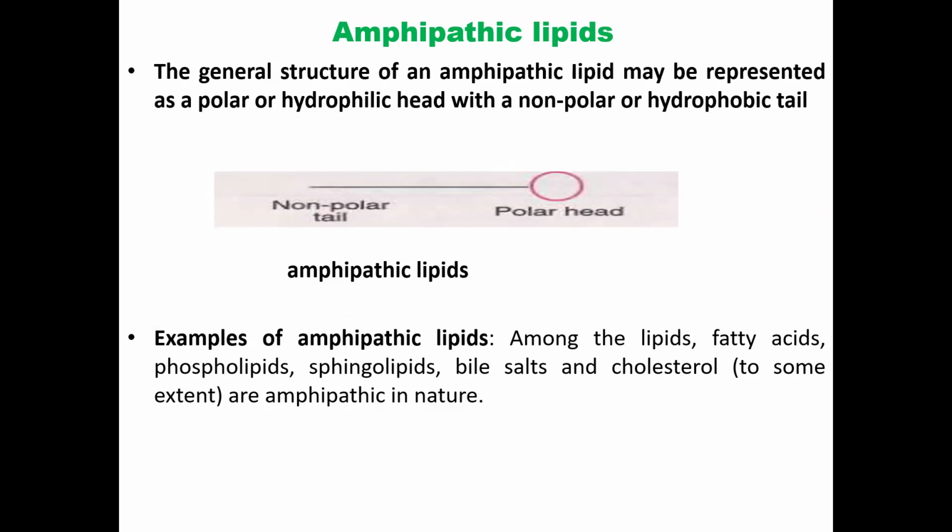The general structure of an amphipathic lipid may be represented as a molecule that has a polar or hydrophilic head and a non-polar or hydrophobic tail. Representatively, this is how amphipathic lipids look. This is the non-polar tail, and this is the polar head. Examples of amphipathic lipids include the fatty acids, the phospholipids that we already discussed, and sphingolipids. We also have bile salts and cholesterol to some extent. They are all amphipathic in nature.